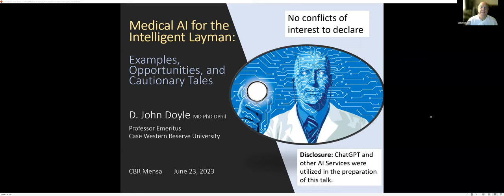And hopefully everyone can see the initial slide, Medical AI for the Intelligent Layman. I have no conflicts of interest. And there is a disclosure that I used AI services in the preparation of this presentation. If you want a copy of the slides, you can get me on email at djdoyle@hotmail.com, and I'd be glad to send a copy.